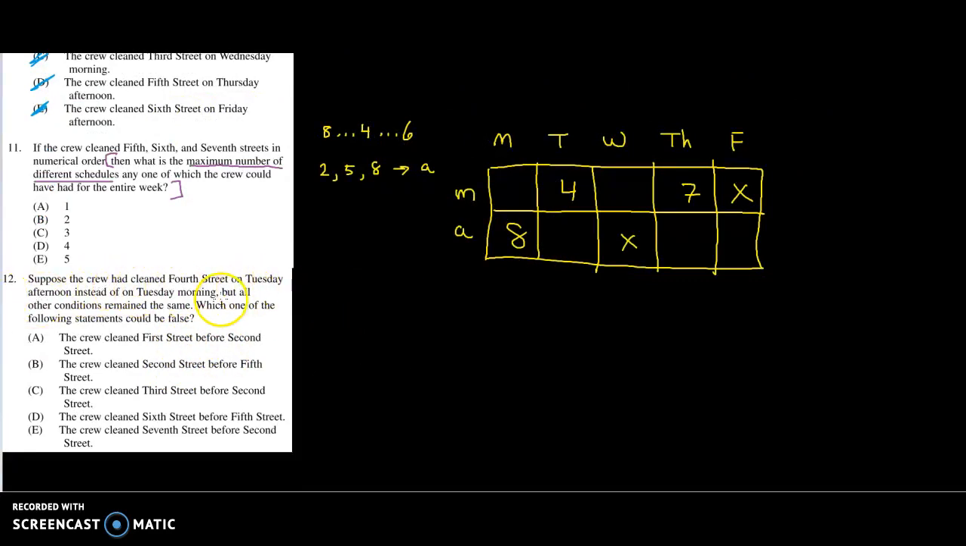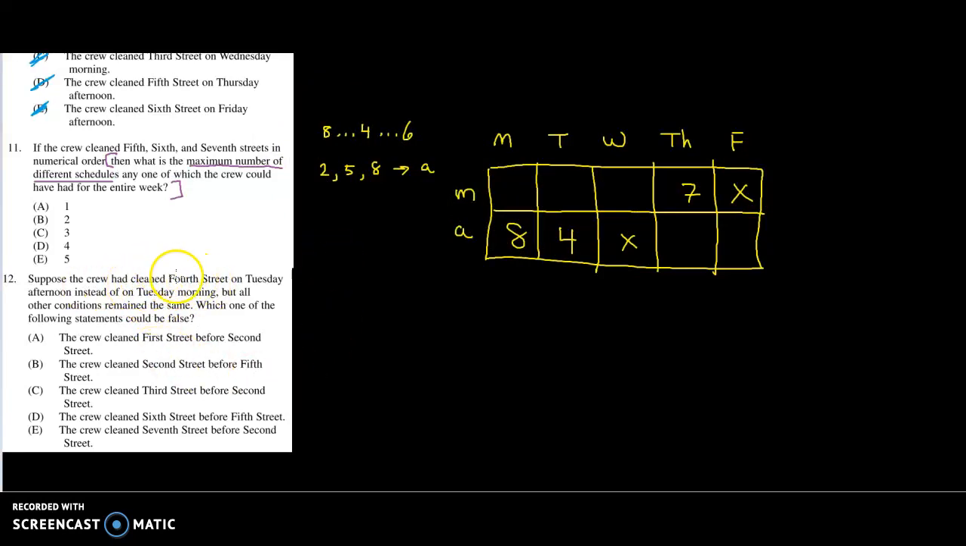Suppose the crew had cleaned 4th Street on Tuesday afternoon instead of Tuesday morning. All right, so now we have a rule change. We've adjusted our master sketch in some way. So that means instead of putting the 4 here, let's erase that and fill this out, so that we instead put it here. It says, okay, we've made that change, but every other condition stays the same. So we're not going to tamper with anything else in our master sketch, and these rules here also apply.